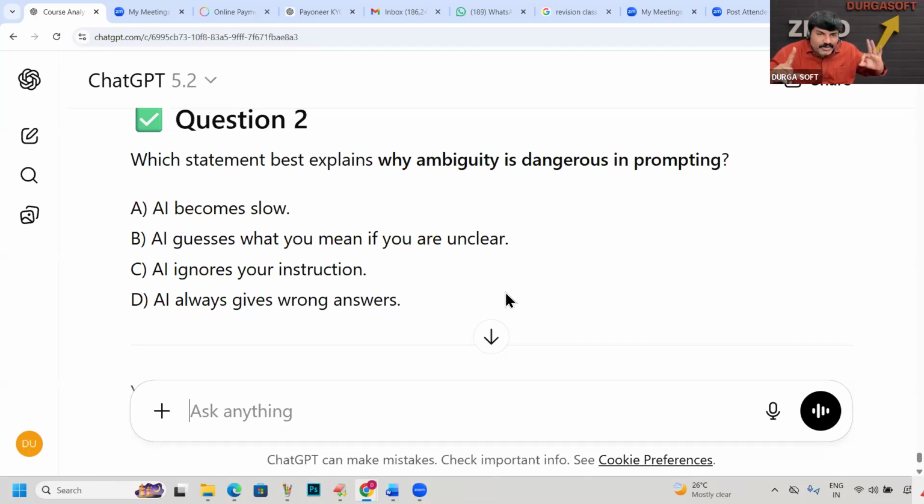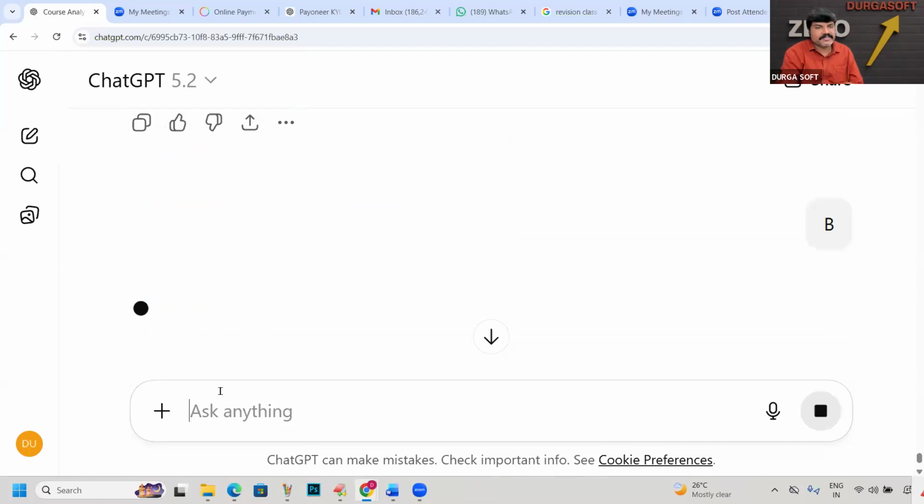If there is any ambiguity, then automatically you are giving the chance to the AI to guess. Then automatically the output, our expected, predicted output, is not going to be clear. So if you are unclear, you are giving the chance to the AI to guess. Okay, remember. So B is the correct answer.